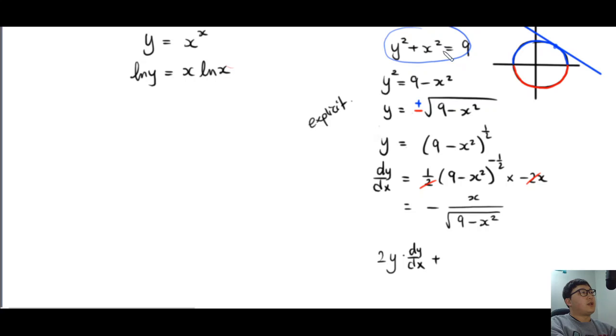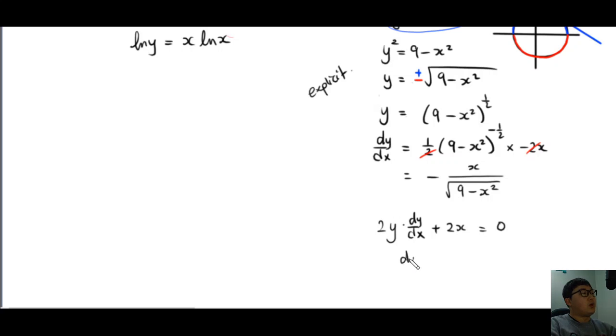And then you have 2x there, so differentiate that. And differentiation of 9 is 0. And then you rearrange that, you can find dy dx. That's 2x over 2y. So this cancels out, you get negative x over y. Well, let's compare this one with this one. Are they identical? This one says dy dx is this one here.